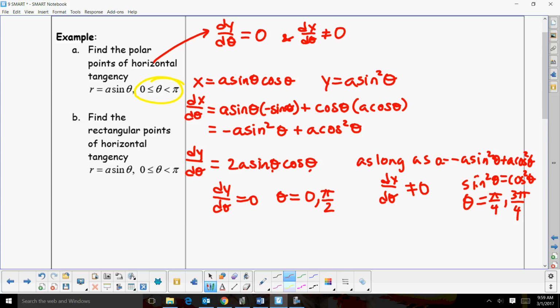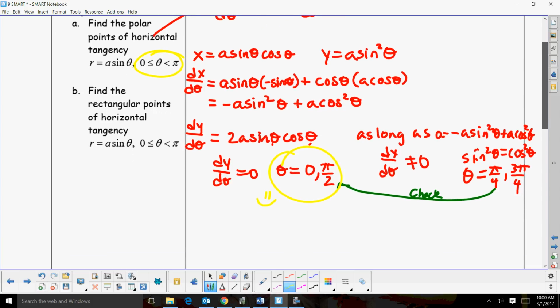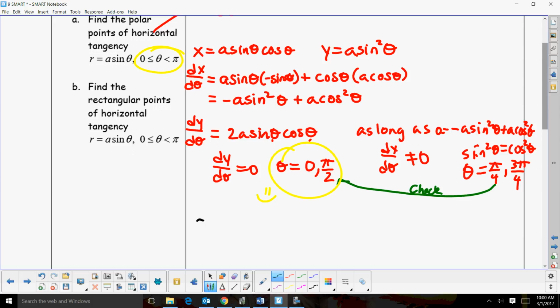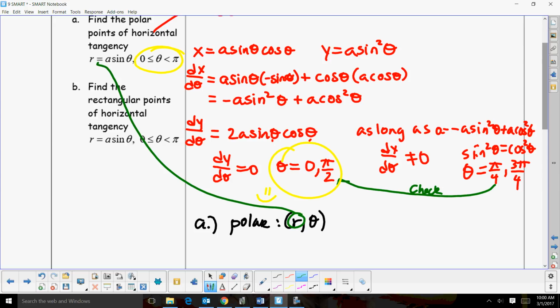So if I check now, are we good? So these are good. These make me happy. So now I want to, in part A, find the polar points. So remember, polar goes r theta. So where am I going to get that r from? Plugging in the theta. Yeah. So we're going to plug in the theta to find that r.